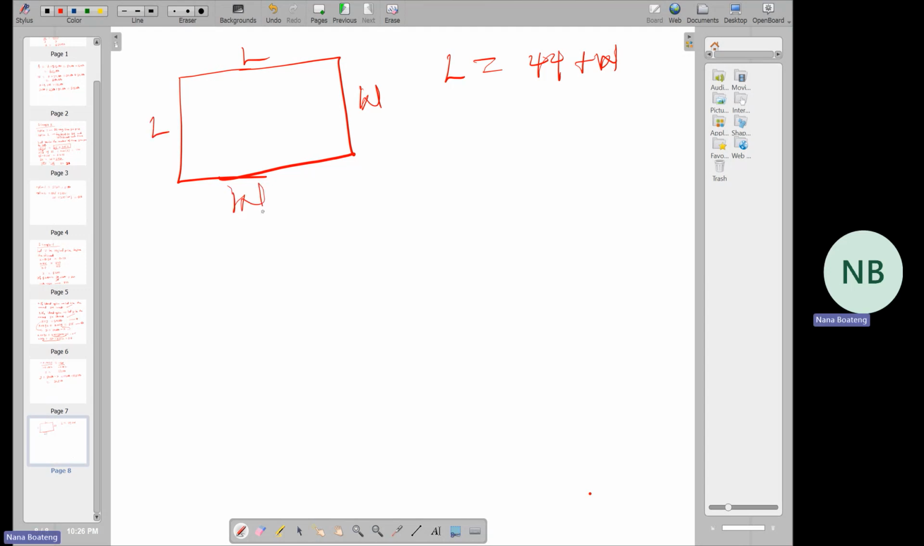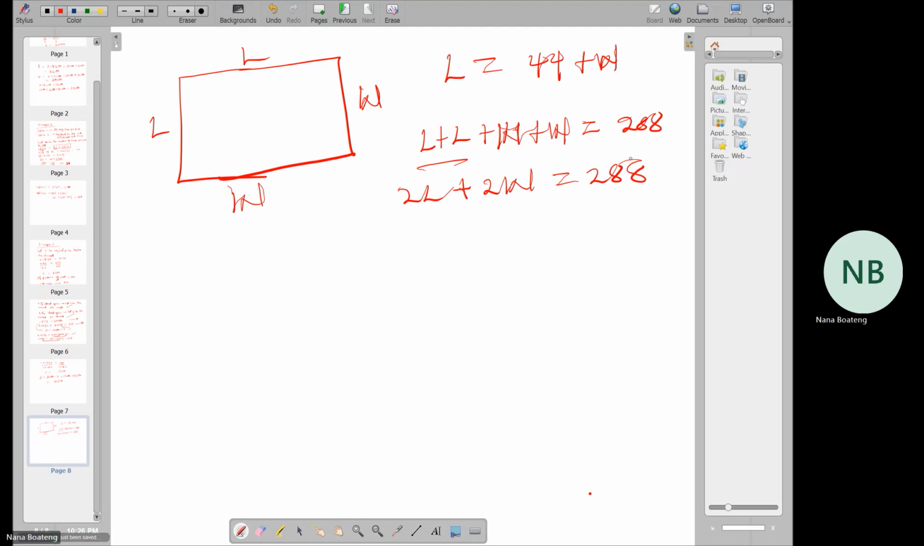All right, and we are also told that the perimeter of the field is 288. So the perimeter is the length of all four sides: length plus width plus length plus width is equal to 288. So 2L plus 2W is equal to 288. And we know that L is equal to 44 plus the width.